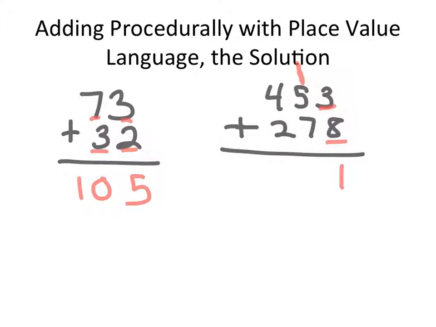13 tens is made out of 100 and 3 tens. So I had to put the 1 with the hundreds because that's where it belongs. We can only add like things. Now I have 1, 4, and 2 hundreds. If I add those all together, I get 700. So my answer is 731.